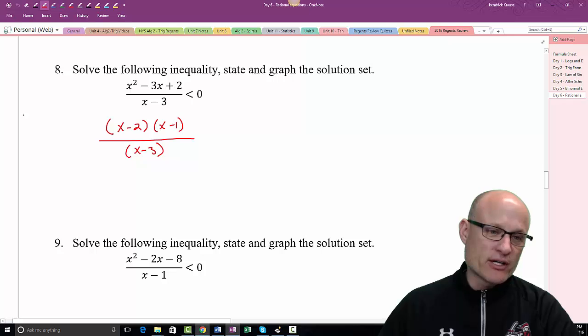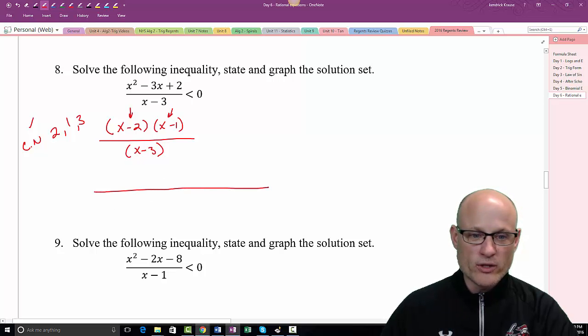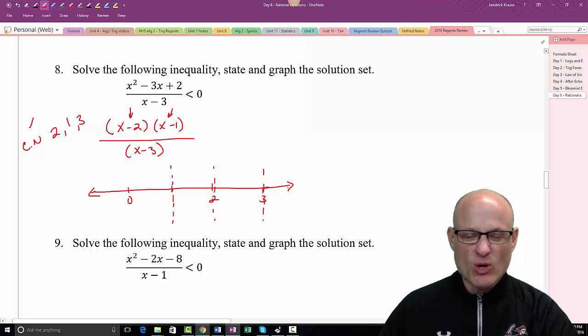So I've got 3 critical numbers. My critical numbers are 2, that's what makes this one 0, 1, that's what makes this one 0, and 3, that's what makes this one 0. So my number line is going to look kind of weird: 0, 1, 2, and 3. I've got a lot of areas to check. I'm going to check in between each of these areas, and I want to know where it's positive and where it's negative.